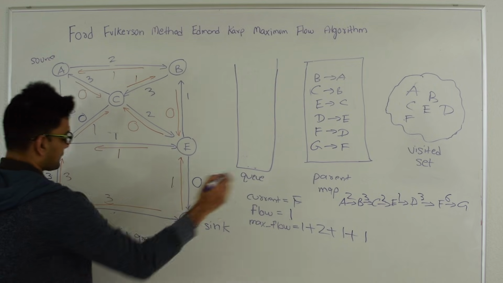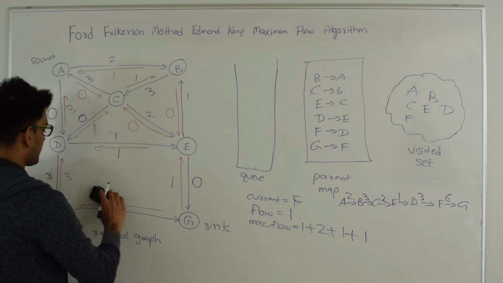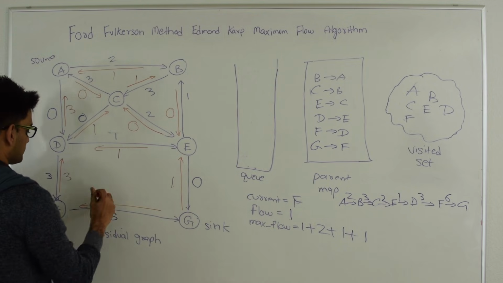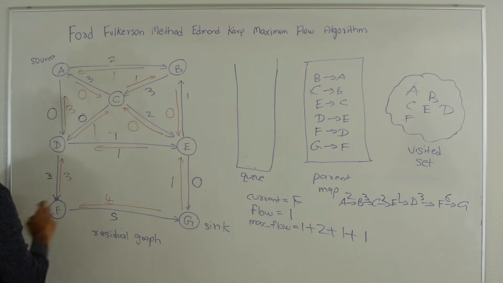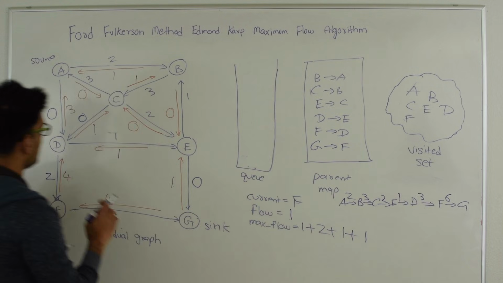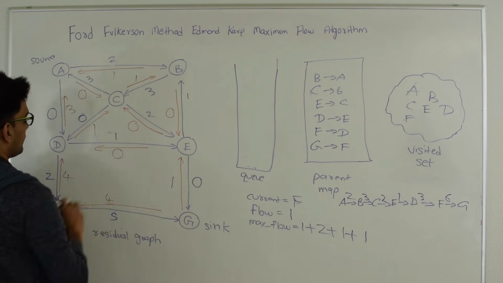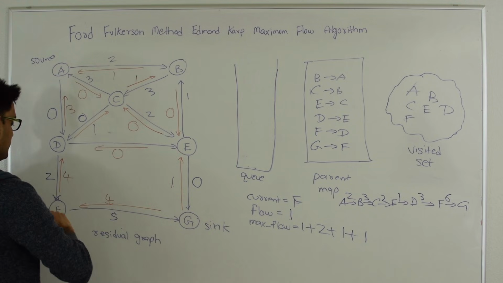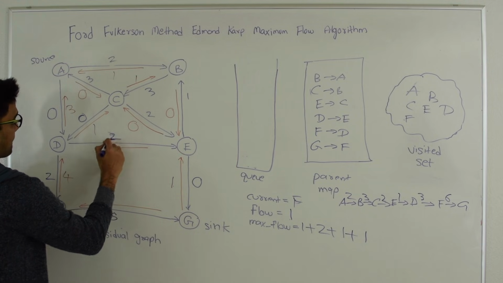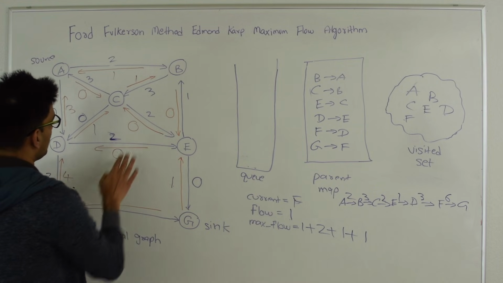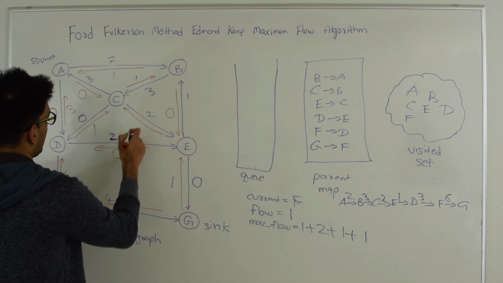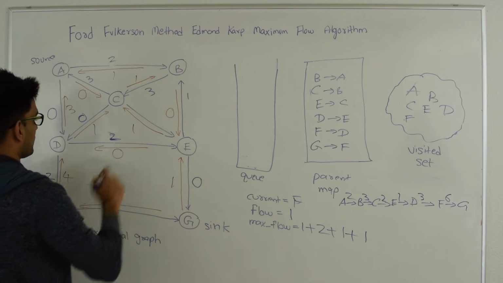So 6 minus this 1 flow will become 5, and in the opposite direction, now this becomes 4. Then we go to D to F, so this now becomes 4, and this now becomes 2. Then we go to E to D, so this was the flow which got us, so this now becomes 0, and this increments by 1 to 2. Then C to E, so this now becomes 1, and this becomes 1 as well.